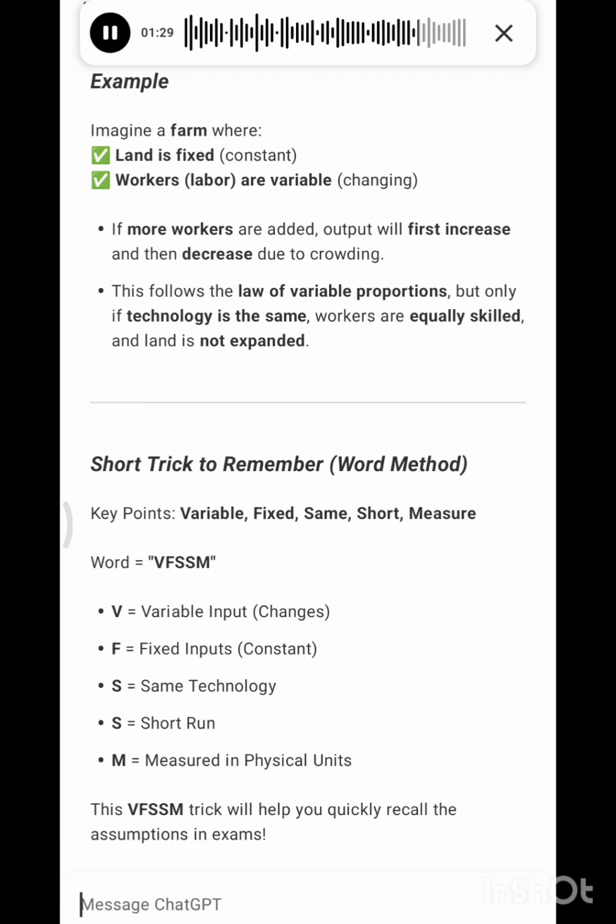Short trick to remember, word method. Key points: variable, fixed, same, short, measure. Word equal VFSSM. V equals variable input changes. F equals fixed inputs, constant. S equals same technology. S equals short run. M equals measured in physical units. This VFSSM trick will help you quickly recall the assumptions in exams.